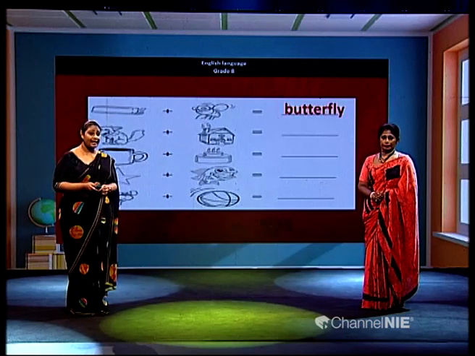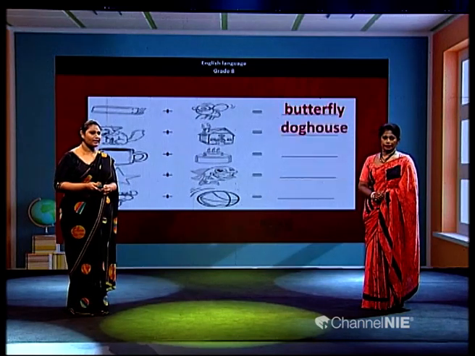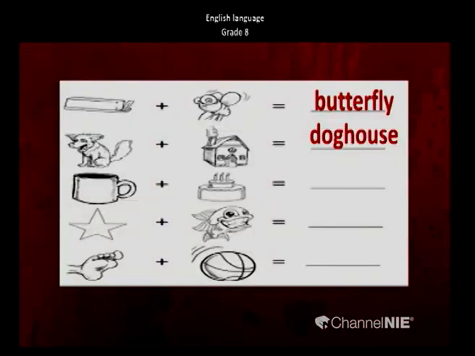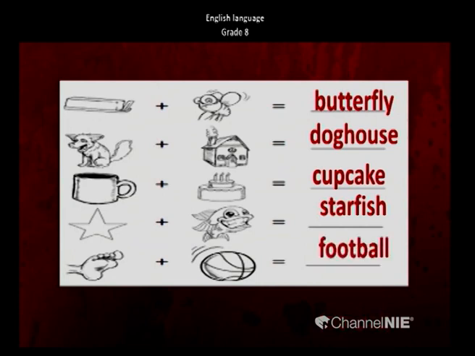Again butterfly, compound noun, and you can see a dog there, and a house. Dog house, where dogs live, and that is a kennel, right? So you have a cup there and a cake. That makes cupcake. Star and fish makes starfish. Foot and ball makes football.